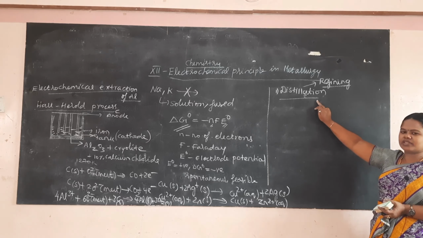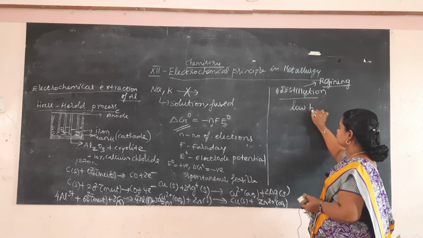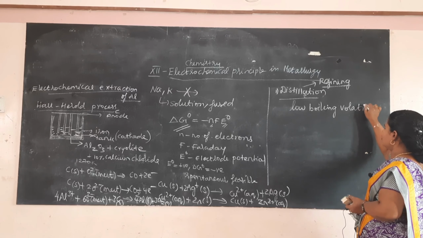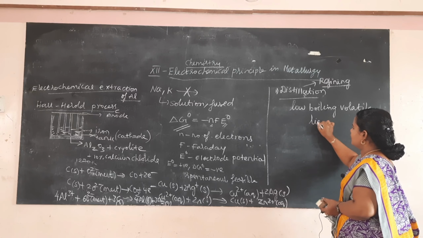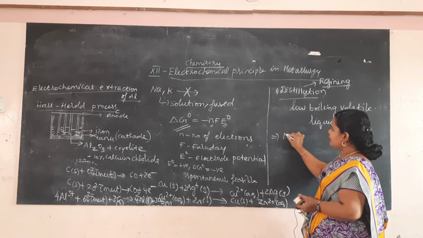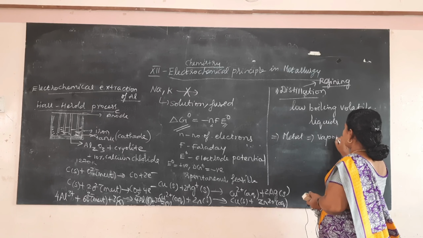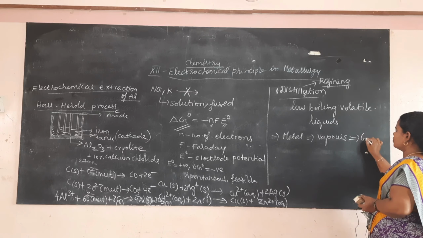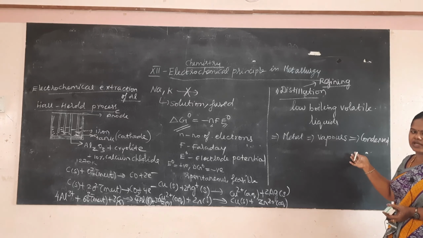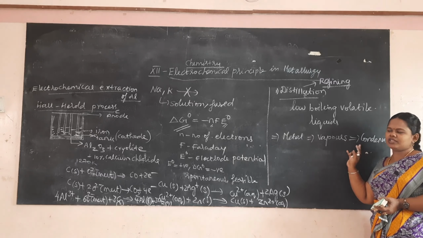So the first method is distillation. This is applied for low boiling volatile liquids. Here two processes are involved. First, the metal is converted to vapor and then it is condensed to liquid. So in distillation there are two principles involved, evaporation and condensation.